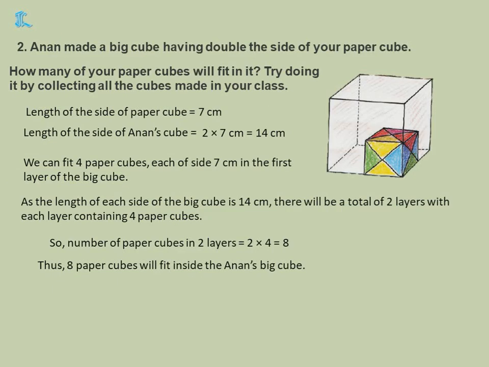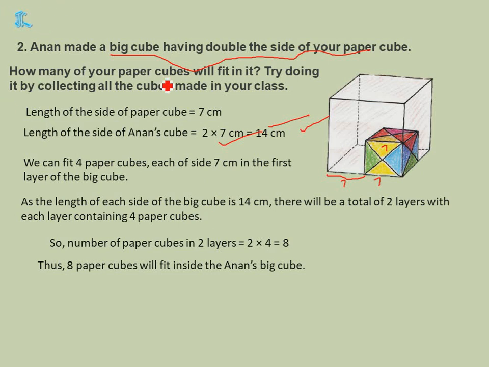Anand made a big cube having double the side of your paper cube. What is the side of your paper cube, children? 7. Yes or no? So double the side. The length of the side of Anand's cube will be 2 into 7 because it is double, that is 2 into 7 equals 14. Understood, children? That is the first part of the question. This side was 7 for you, and he made it double. So 2 into 7 equals 14.